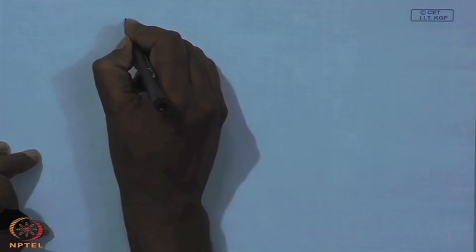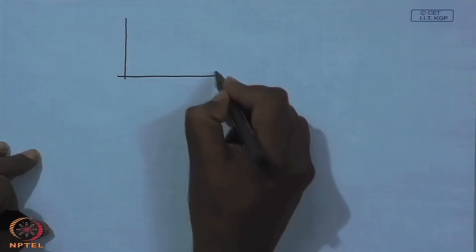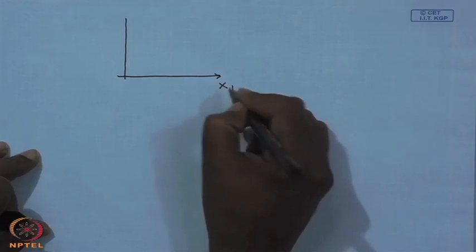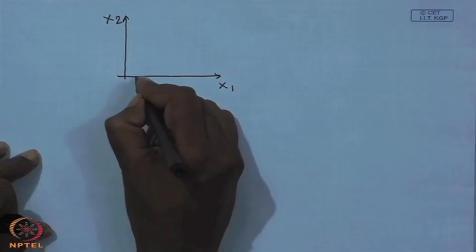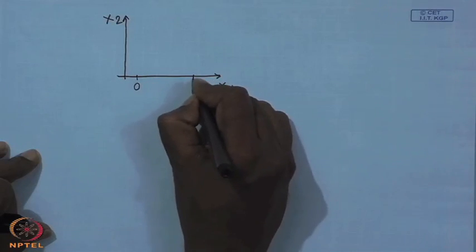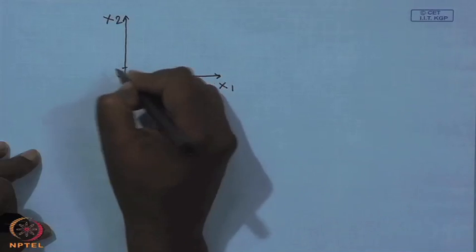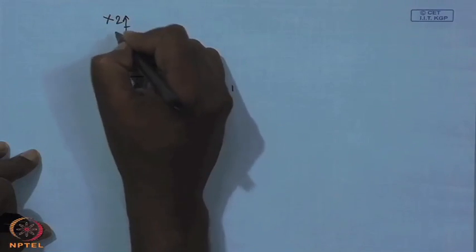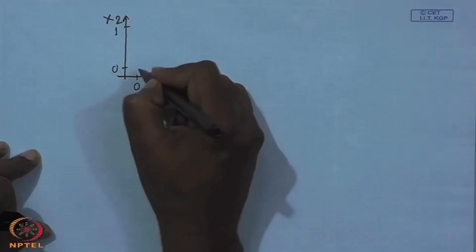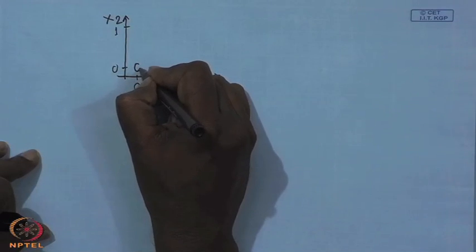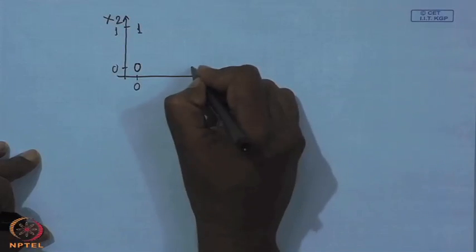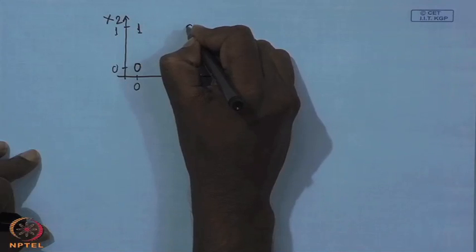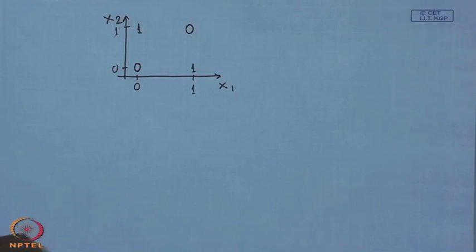if I take an XOR function, I have a 2-dimensional binary feature vector having components x 1 and x 2. Suppose this is x 1 equal to 1, here I have x 2 equal to 0 and here x 2 equal to 1. The value of the XOR function for 0 0 is 0, for 0 1 the value is 1, for 1 0 the value is 1 and for 1 1 again the value is 0.